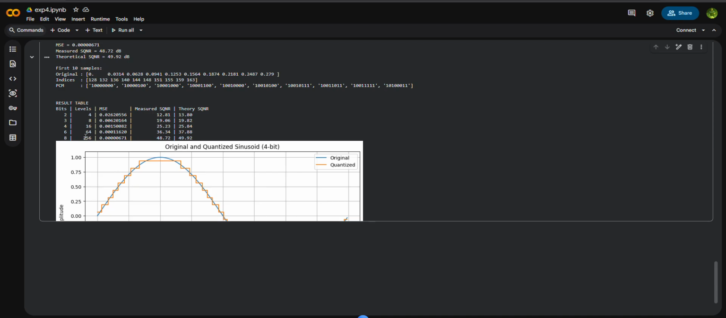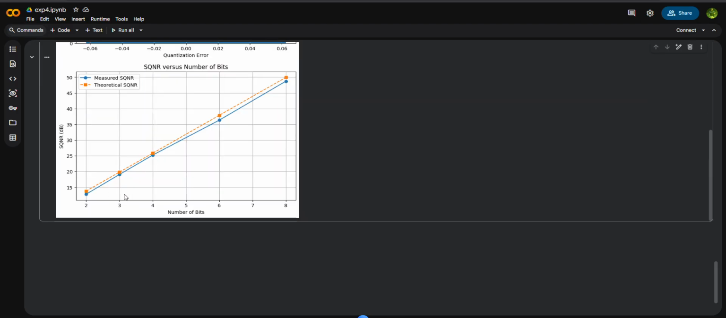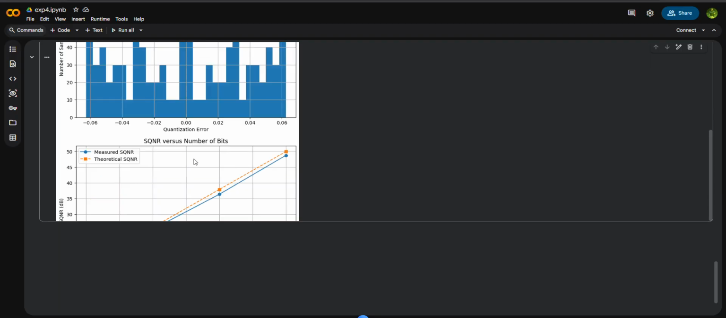You can see this in the result table, where 2 bits gives 4 levels, with the measured SQNR and the theoretical SQNR showing very coarse quantization and large error. In the second case, 3 bits, 2 to the power 3 equals 8 levels, you can see a better approximation. Here you can see the better approximation.